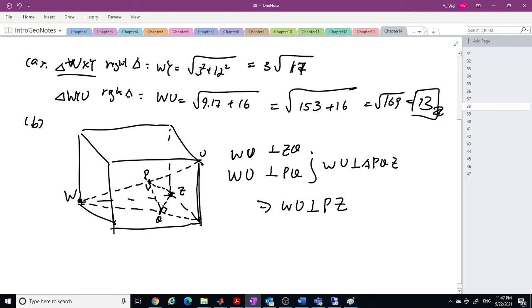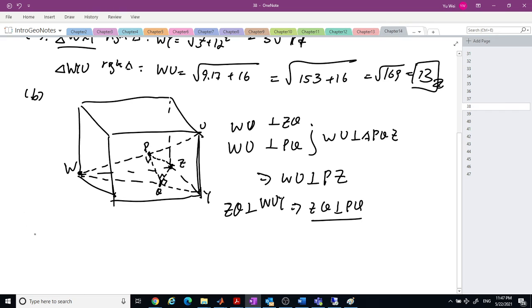And also because ZQ is also perpendicular to face WUY, okay? So now ZQ is also perpendicular to PQ. Okay, so we can try to use the Pythagorean theorem if we solve ZQ and PQ, right? Okay, now let's solve ZQ first.